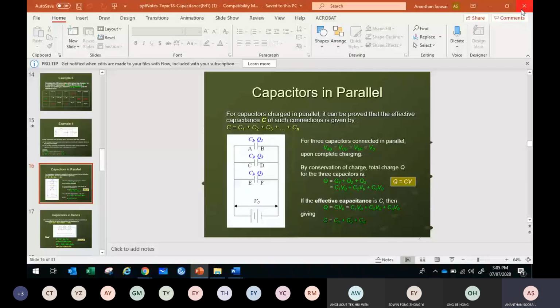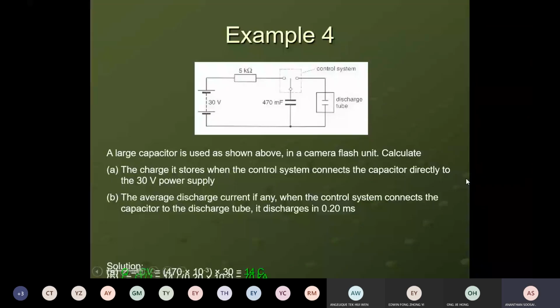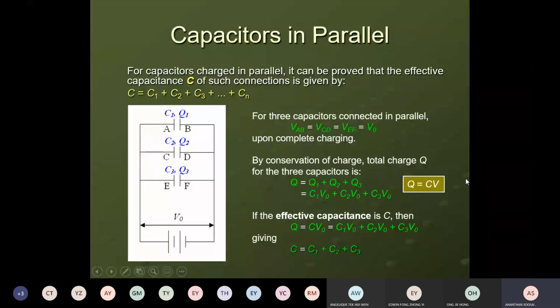So today's lesson, what we're going to do is, like last time with resistors connected in parallel and series, we're going to do that for capacitors. Capacitors connected in parallel and series. What happens to the total capacitance? What happens to the voltage across the capacitor? How much is the current flow in each capacitor? So capacitors in parallel first.